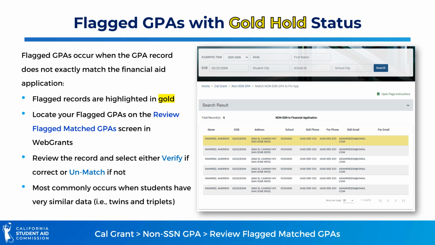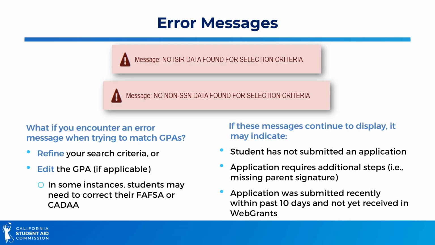But now, schools can work these records within WebGrants. To fix these records, you will go to the Review Flag Match GPA screen in WebGrants and locate your flagged GPAs. You will then review the record and select Verify if that is the correct student, or Unmatch if that is not. Flagged GPAs are common when students have very similar data, such as first and last names, date of birth, and addresses.